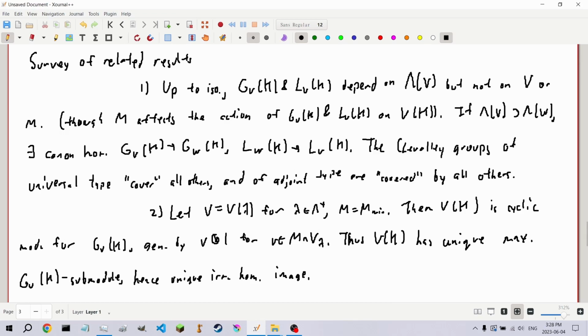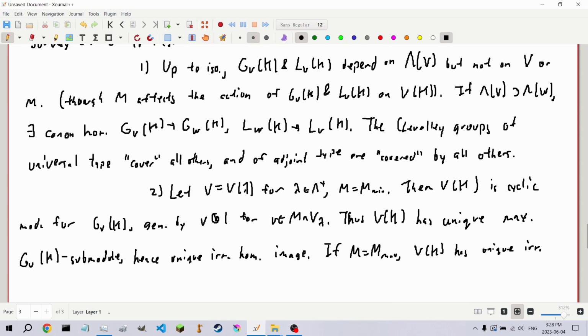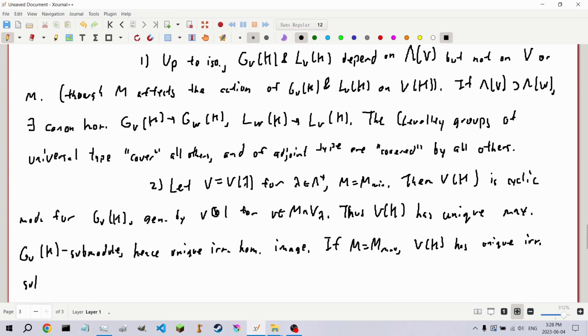On the other hand, if M is M max, then Vk has a unique irreducible submodule of highest weight lambda.